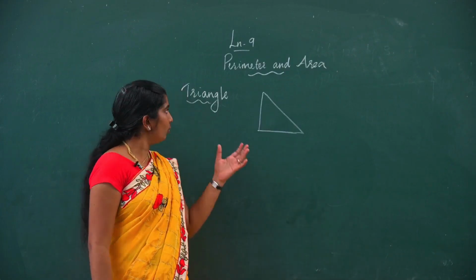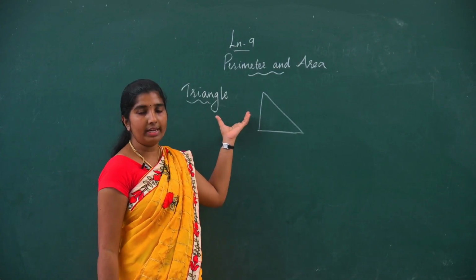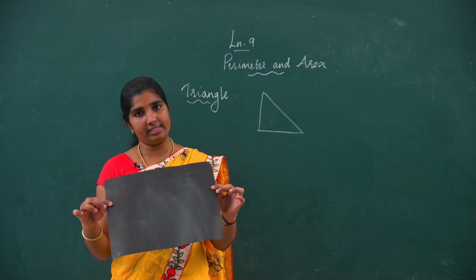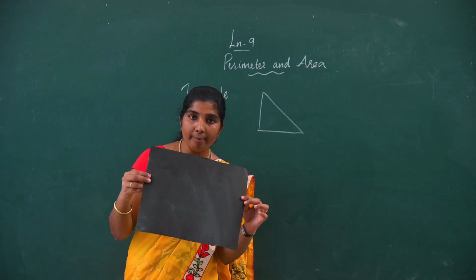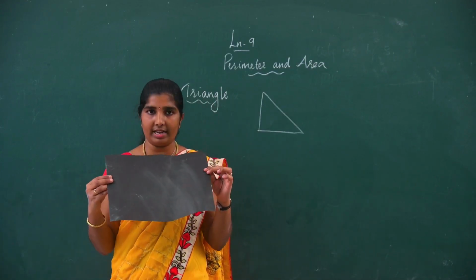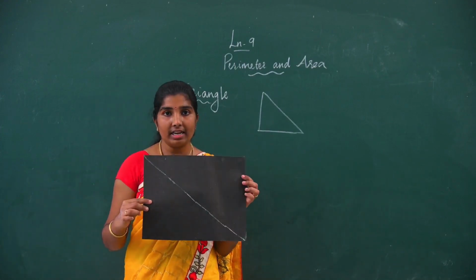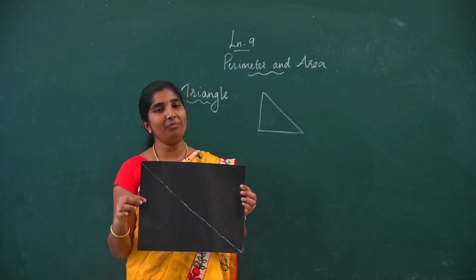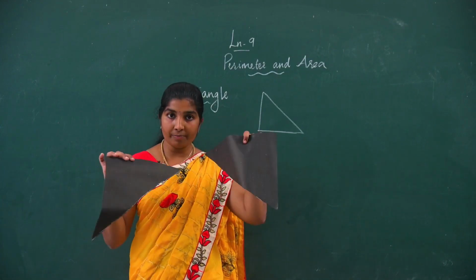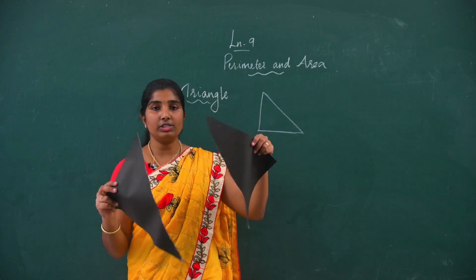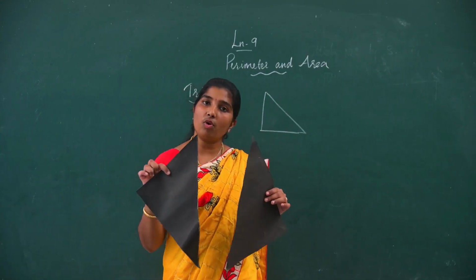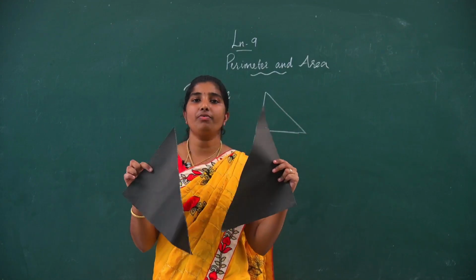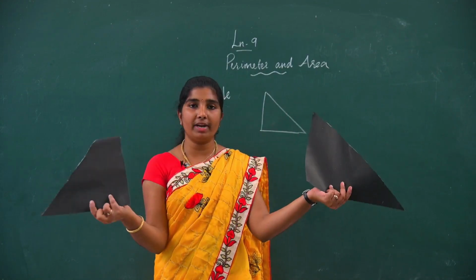Dear children, next we are going to find the area of a triangle. See this, what is the shape of this chart? A rectangle. Now we are going to make 2 triangles from this rectangle. You draw a line like this, then cut along this line, and you will get 2 triangles from this rectangular sheet. From this rectangular shape we get 2 triangles. Now from this, what do you understand, children? The area of a triangle is equal to half of the area of a rectangle. Here one rectangle is divided into 2 halves.